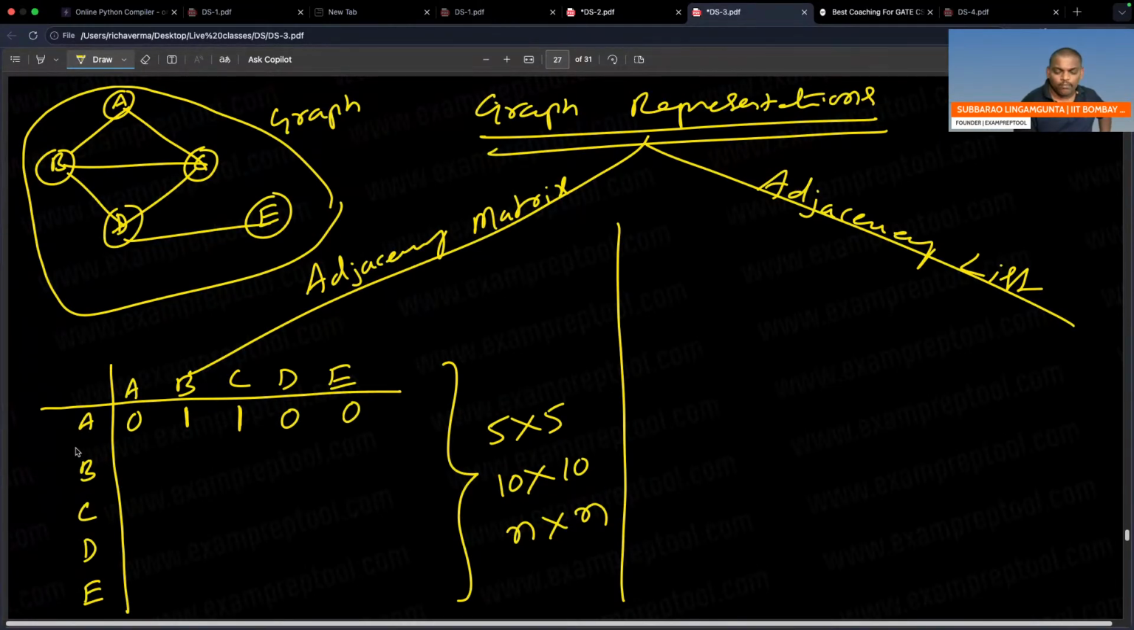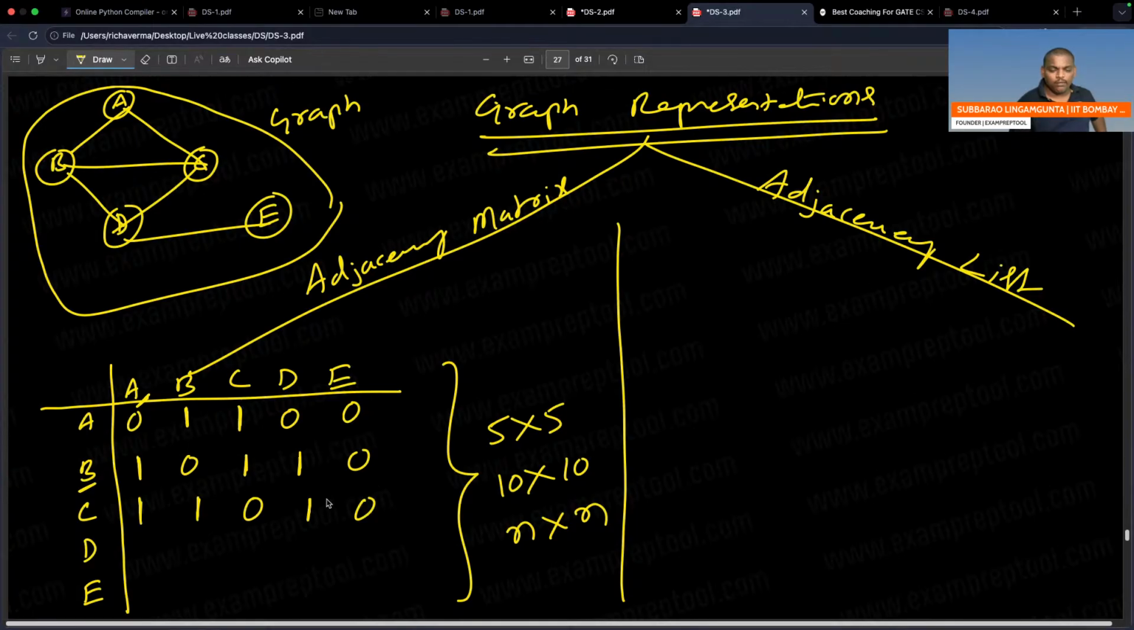Let's go to B now. Next one. B to A, yes. A to B, B to A, both are same, yes. B to B, self loop not there. B to C, yes. B to D, yes. B to E, no. Let's go to C. C to A, yes. C to B, yes. C to C, self loop not there. C to D, yes. C to E, no.